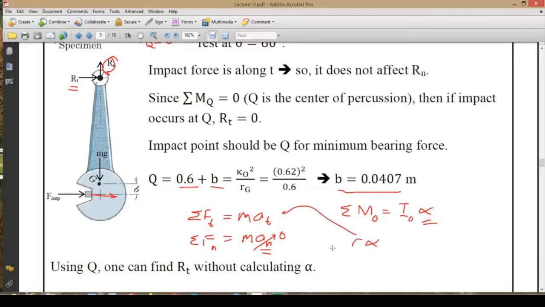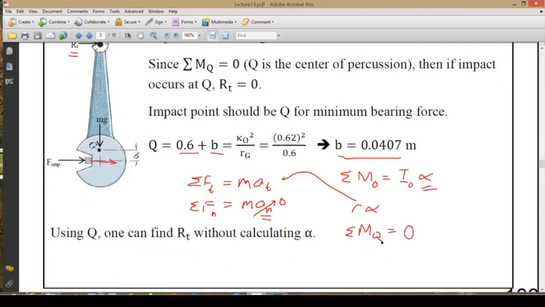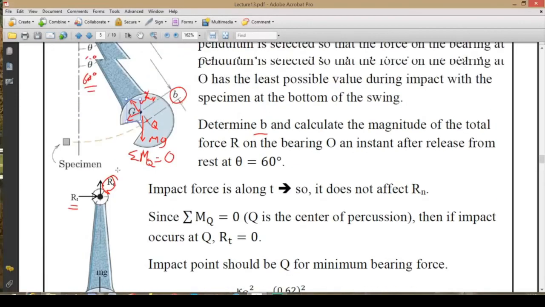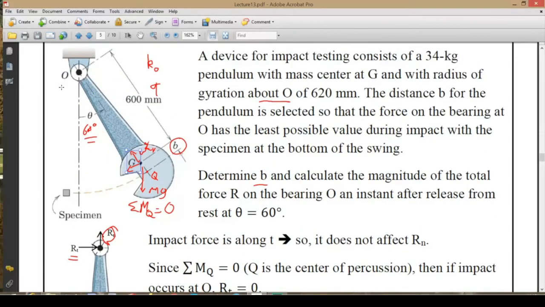But the other way of finding the solution is we can write out the summation of moments about Q, and we already know that at the center of percussion, the summation of moments will be equal to 0. What forces we have here is the gravitational force and the tangential reaction force, RT. We have RT here, and then a component of mg, and the component is in the tangential direction. The normal direction components of the reaction force and mg do not generate any moment about point Q, because point Q is along the line of OG.